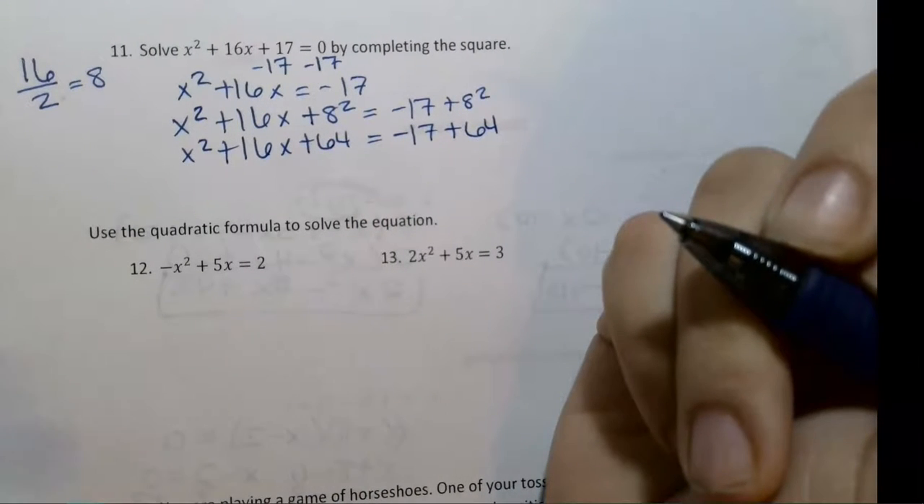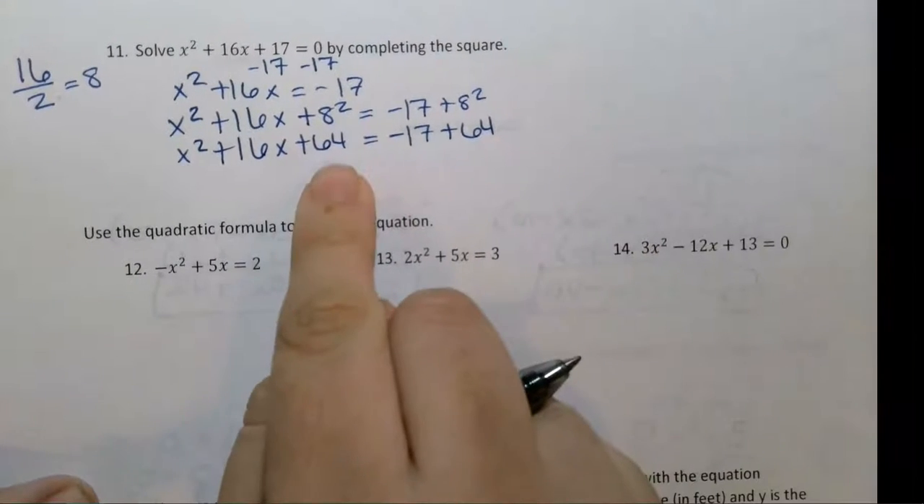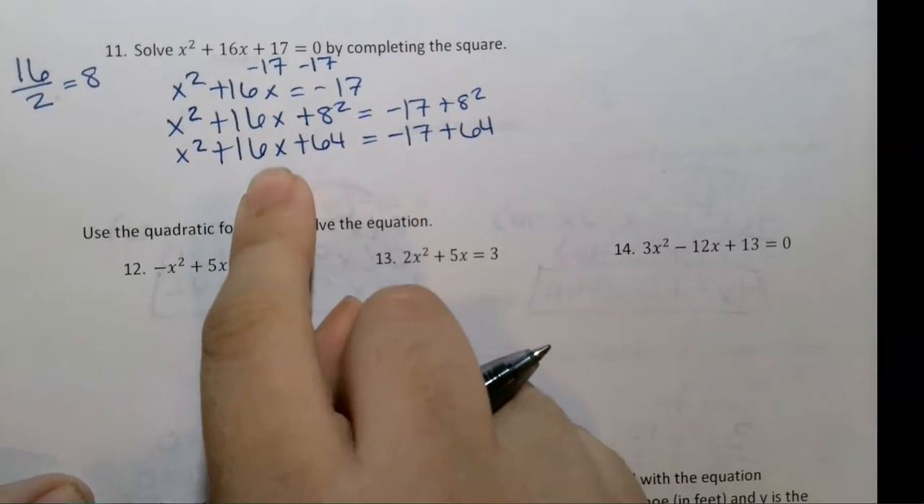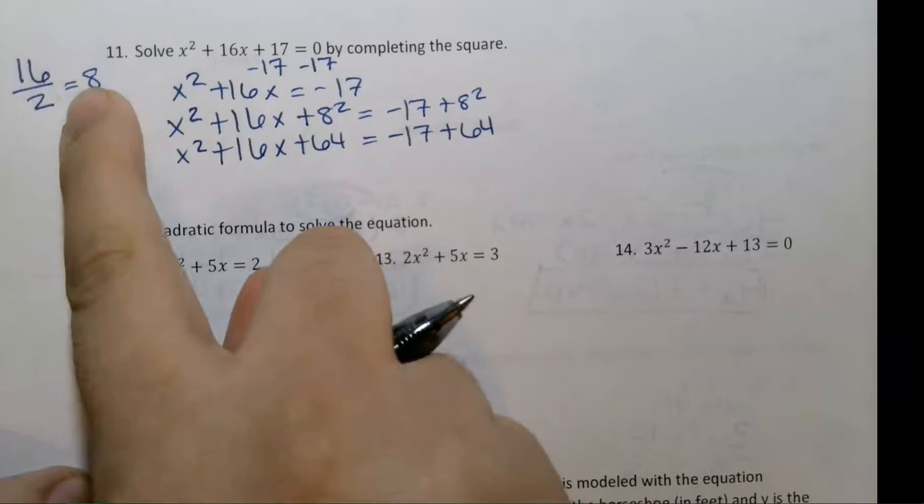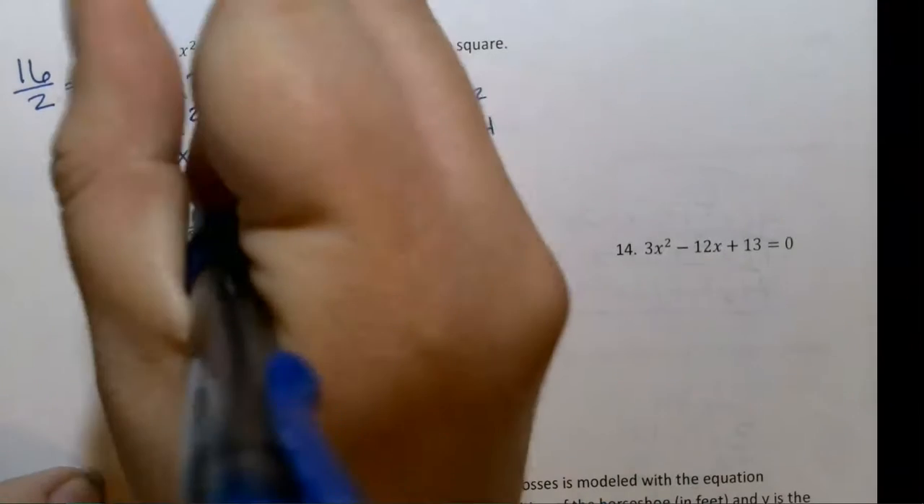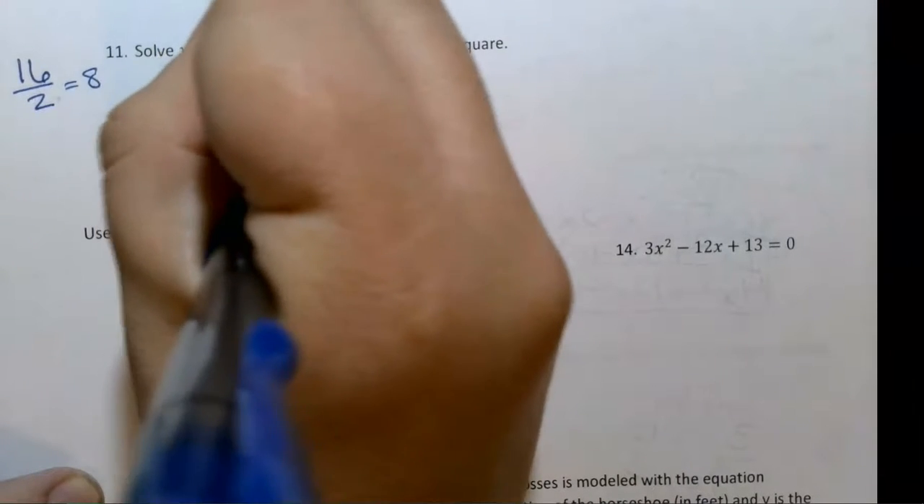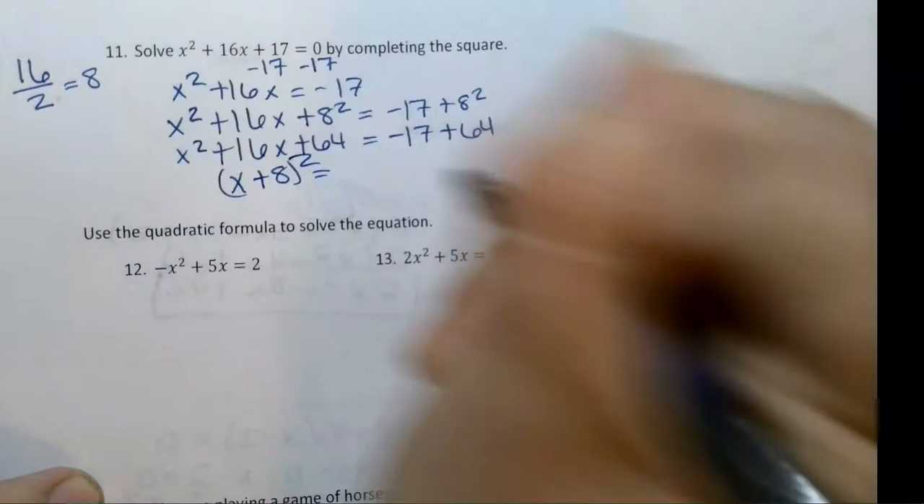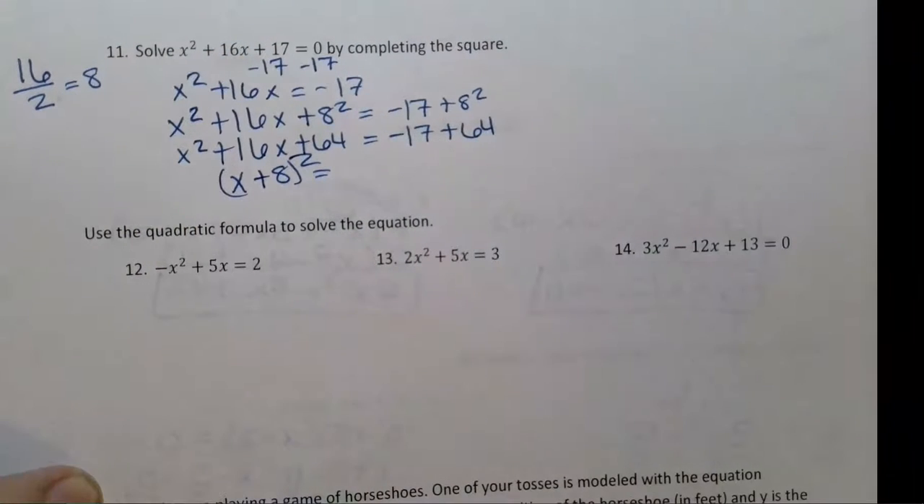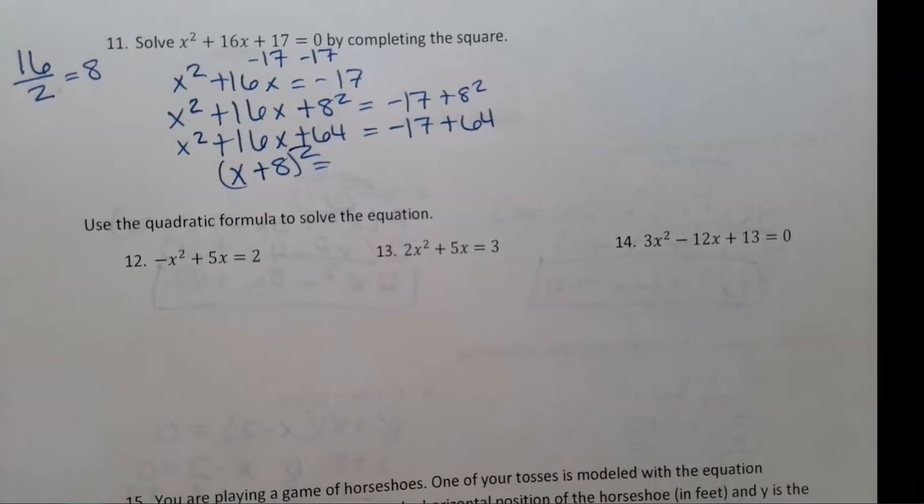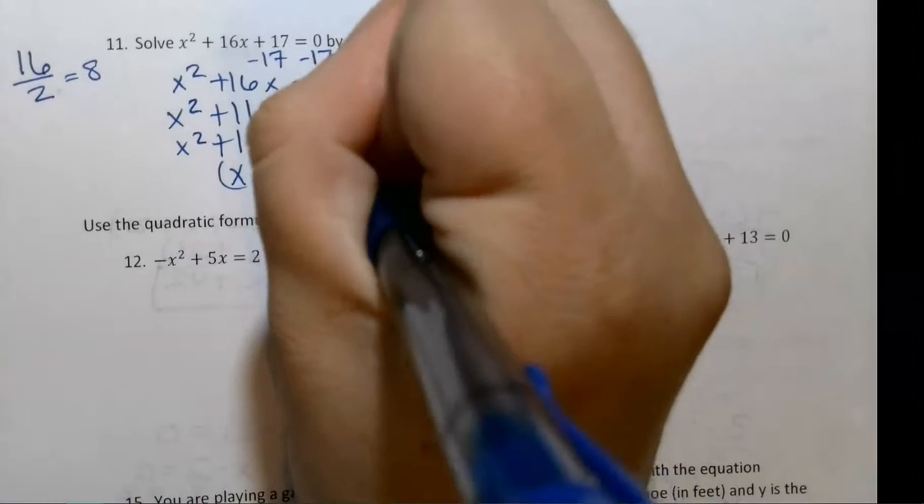On my left side, I want to go ahead and factor. I'm looking for what multiplies to 64 and adds up to 16. A hint, it will always be this number I got above. So I'm going to have x plus 8 squared. On the right side, I want to go ahead and add -17 and 64, which gives me 47.